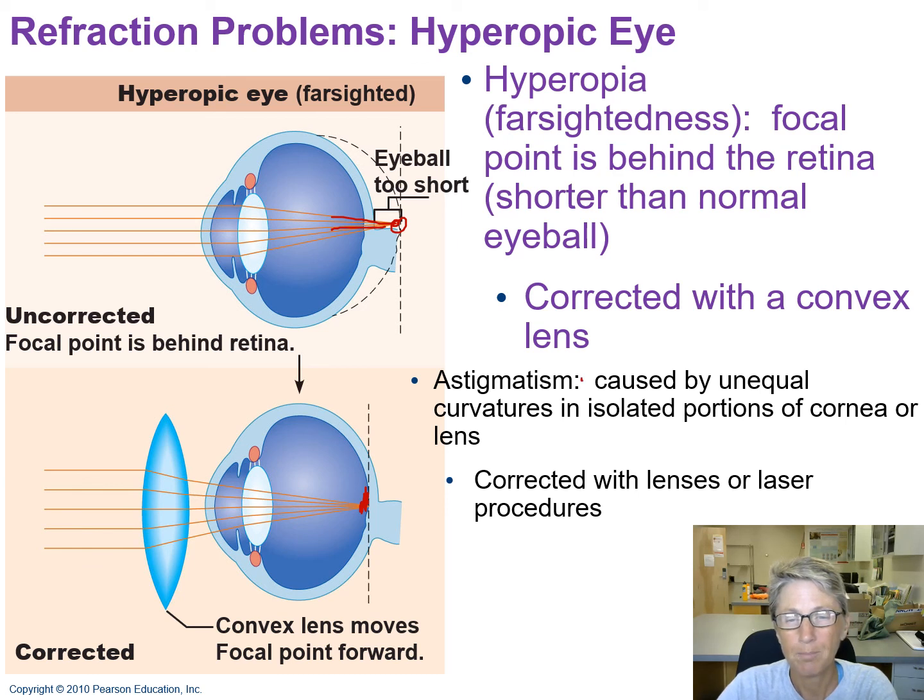There's also a condition called astigmatism. You've probably heard of that. That means you have unequal curvatures in parts of your lens or your cornea, but you can correct that with laser.